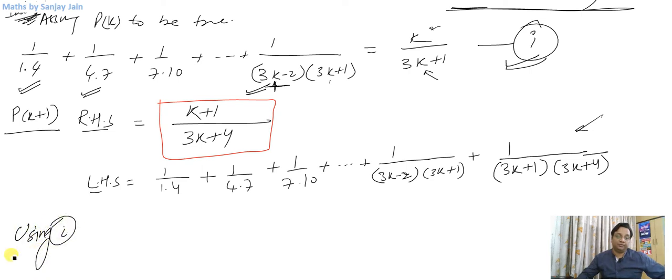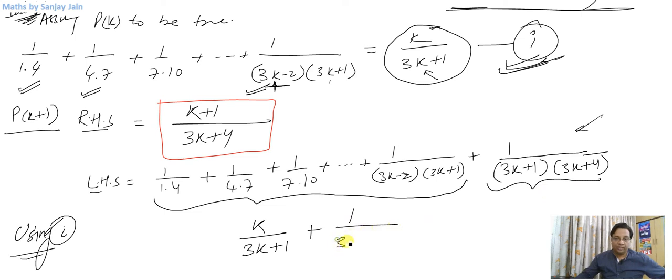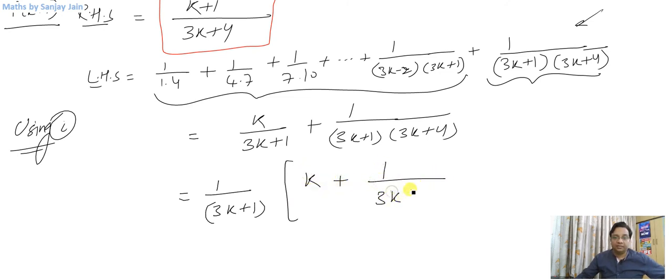So using 1, this expression, which is the left hand side of equation number 1, can be replaced with this k over 3k plus 1. So let me do that. K over 3k plus 1 plus this expression 1 upon 3k plus 1, 3k plus 4 here. As you can see, I'll take 1 upon 3k plus 1 common, and inside I'll have k from the first term, and from the second term I'll have 1 upon 3k plus 4.